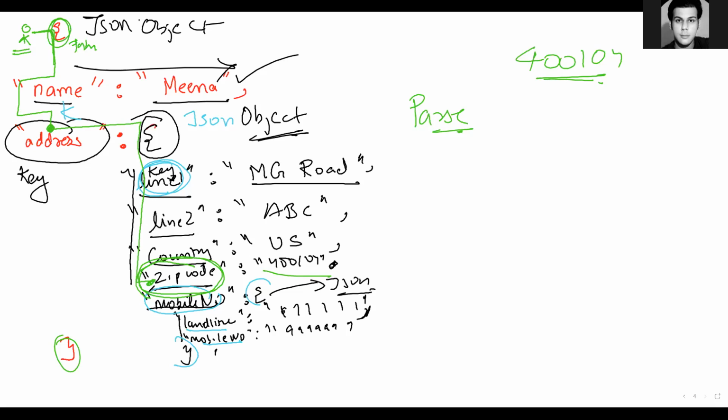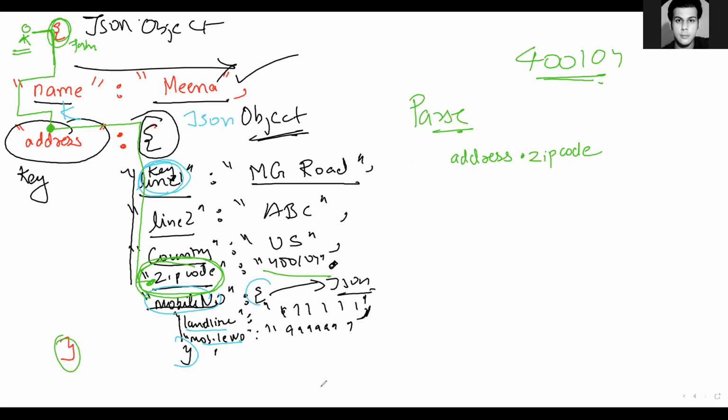Yes, no, maybe. Yes. Right. So the parsing of the JSON to reach the zip code is going to be address dot zip code. If I do address dot zip code, I am going to get the value of this zip code field. Let's play one more time.